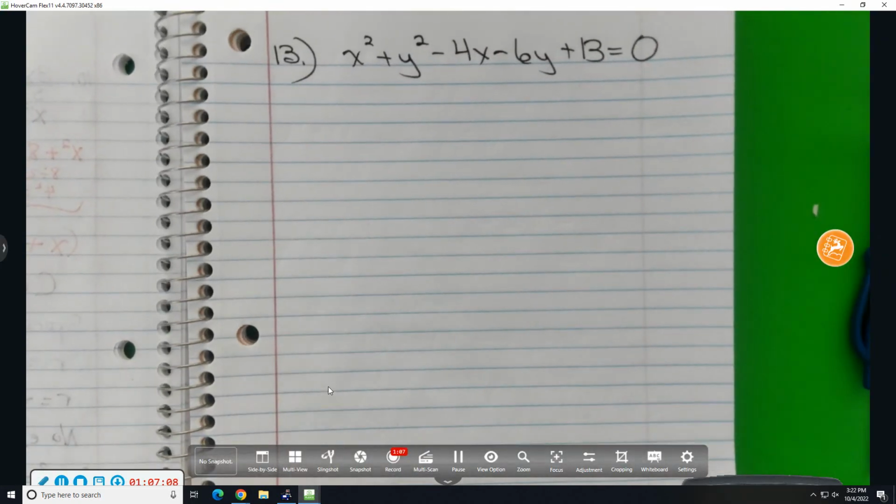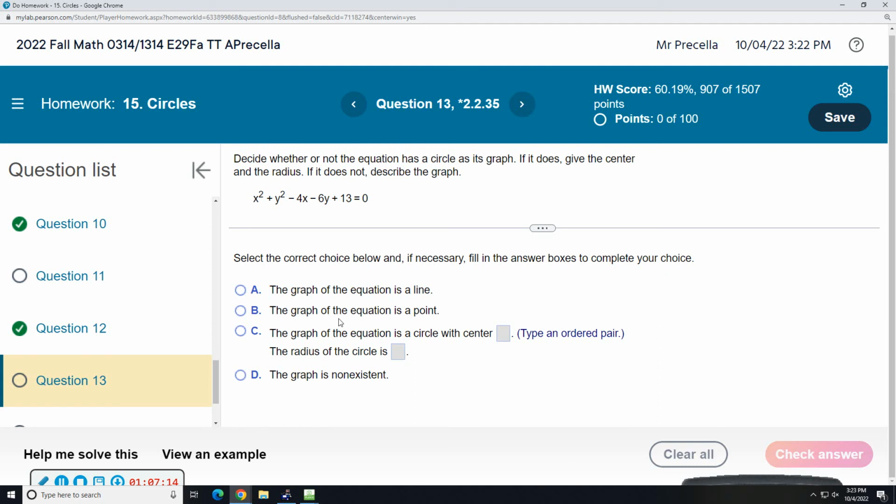Oh, it would equal to 0. Make sure I didn't miscopy that. Oh, let me see that it was a plus 13. Minus square plus. Yeah, okay.